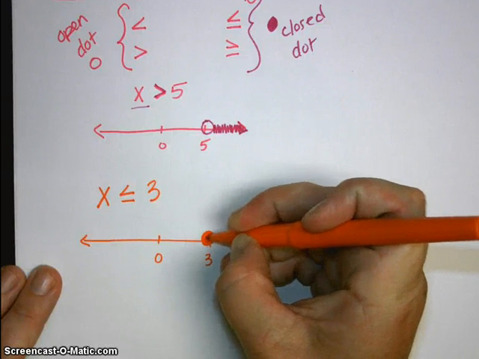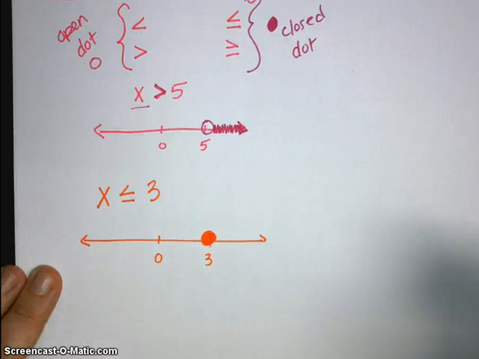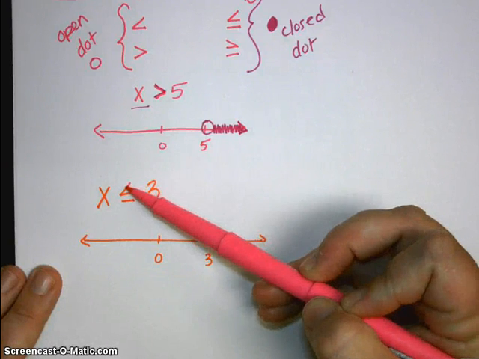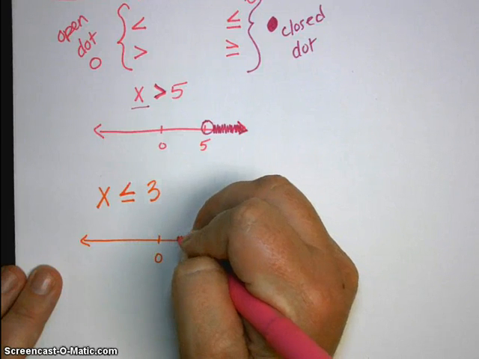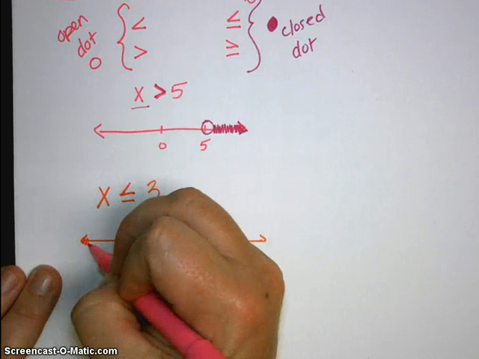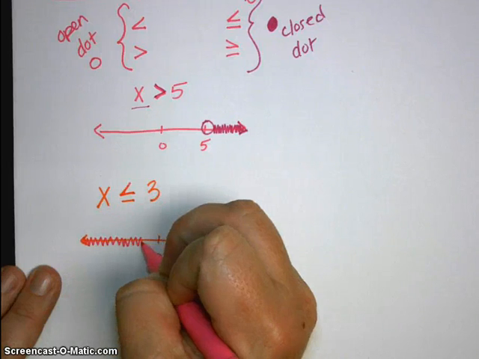And if my variable is in front, then that shows the direction I shade. So the arrow, or my symbol, points to the left. So I'm going to shade everything to the left, all the way to the arrow.